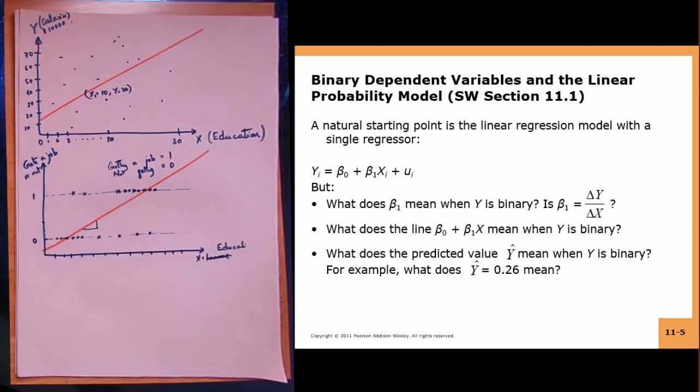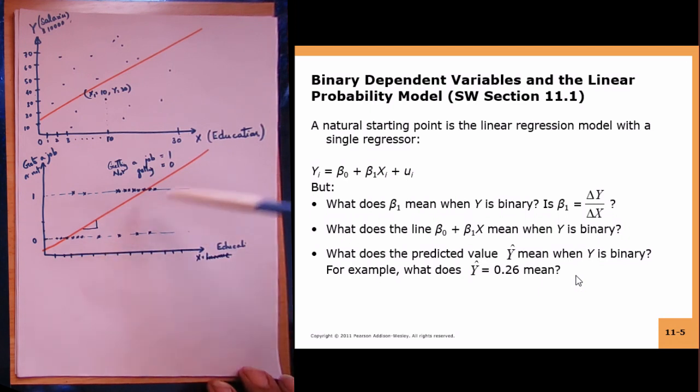Okay, so what does y mean, and what does beta 0 plus beta 1x mean when y is binary? What does beta 1 mean, and what does beta 0 plus beta 1x mean when y is binary? And what does the predicted value y hat mean when y is binary? For example, what does y hat equals 0.26 mean? Okay, so you can't really interpret this kind of a result in a linear regression when your data is binary.